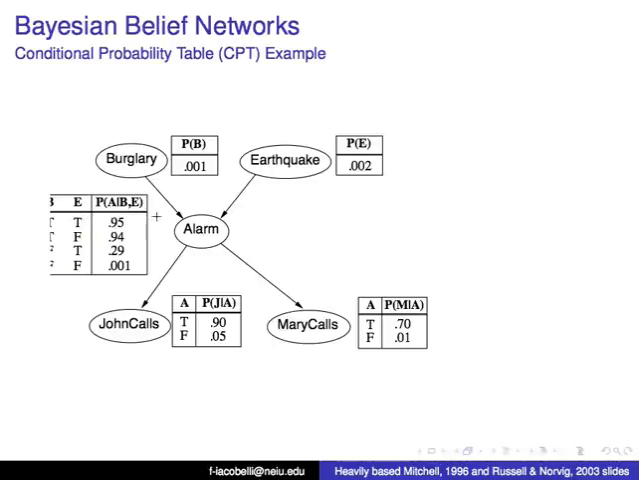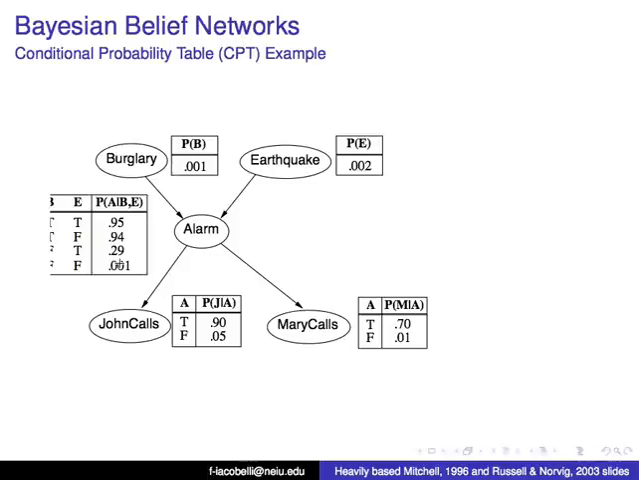But then, because this should be a probability, the probability that the alarm doesn't ring given burglary and earthquake should be 1 minus 0.95. Okay? So that would be 0.05. In the same way, the probability that my alarm rings when there's a burglary but not an earthquake is 0.94. The probability that my alarm does not ring given those conditions is 0.06. It's 1 minus 0.94. And so on and so forth.